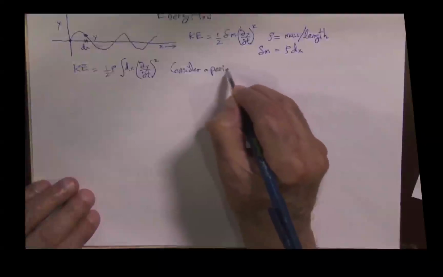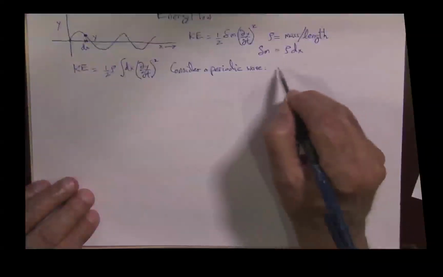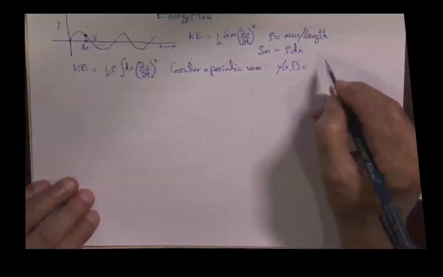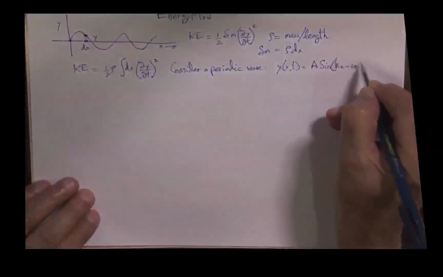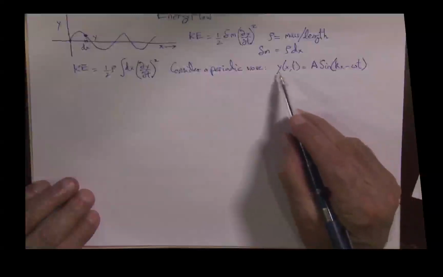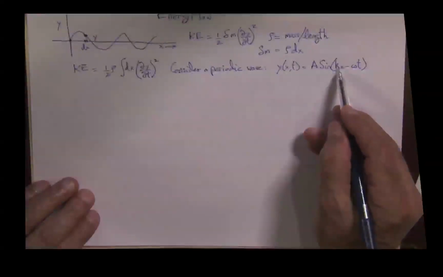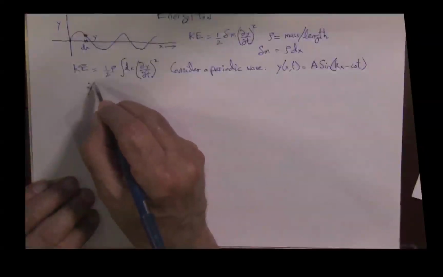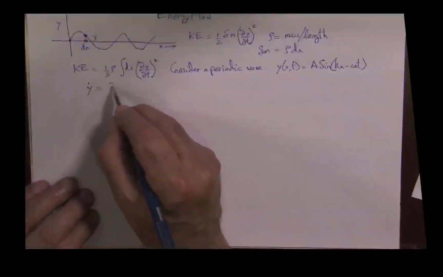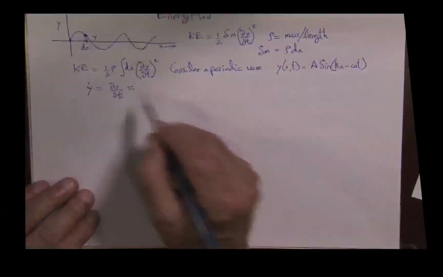So what's y dot? Well, if I take the derivative of sine of kx minus omega t, then I get minus omega A cosine of kx minus omega t. And so therefore, I have dy by dt squared as being omega squared A squared cosine squared of kx minus omega t. Which means that the total kinetic energy will be just this half rho omega squared A squared and then the integral of cosine squared of kx minus omega t.